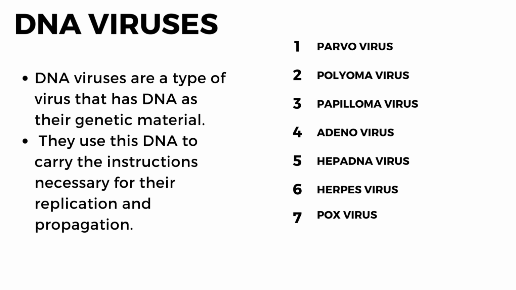There are 7 DNA viruses which we will discuss. They are parvovirus, polyomavirus, papillomavirus, adenovirus, herpesvirus, hepadnavirus, and poxvirus. Now we will discuss some important points regarding these and mnemonics to remember these DNA viruses.